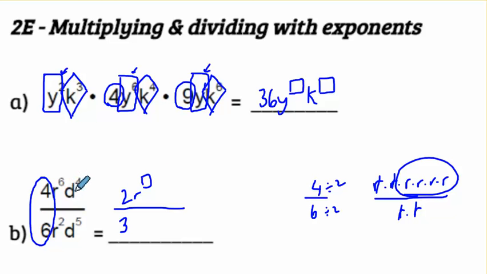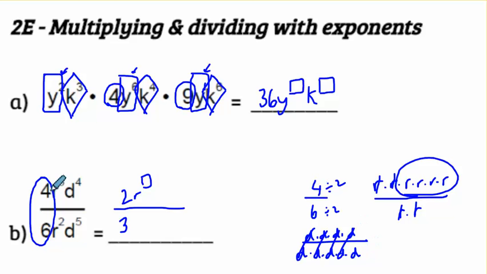Now we look at d to the fourth over d to the fifth. So we have d times d times d times d on the top, and we have d times d times d times d times d on the bottom. These cancel out, these cancel out, these cancel out, these cancel out. What do we have left? And where is it? It's not on the top. So think about what that variable is and where it's going to go.